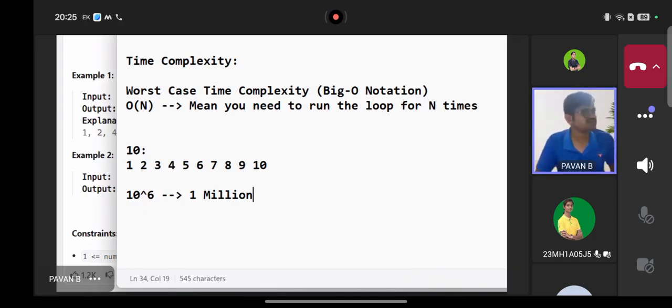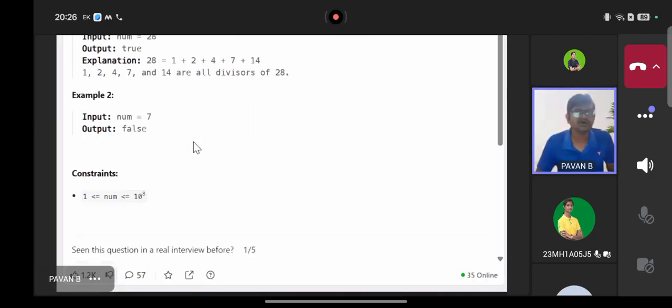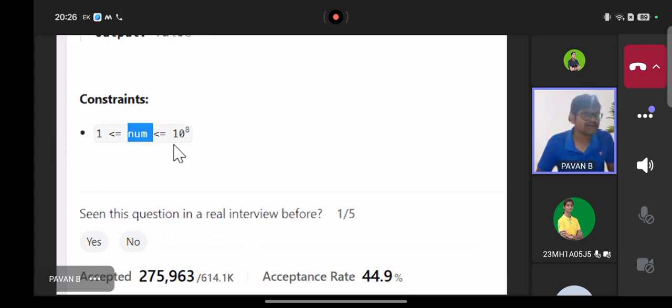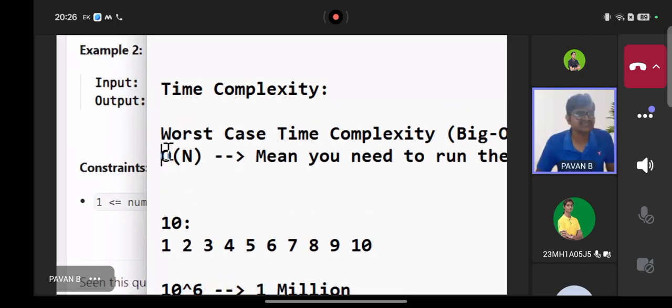But if it goes above 10 power 7, 10 power 8, even for a computer, it takes a lot of time. So to find the factors of a number bigger than 10 power 6 or 10 power 7, this particular program fails. Can you look at the test constraints here? The number can be up to 10 power 8. That is why our logic of order of n is failing.